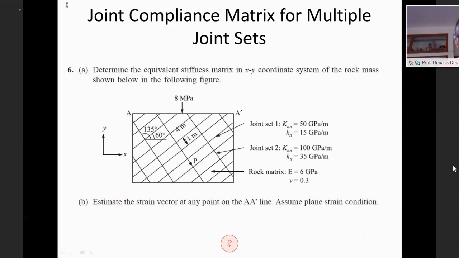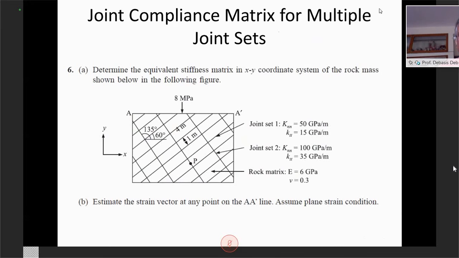Now this is the problem I told you. If you can do this problem, I think I will understand that you have understood. So this is the problem.